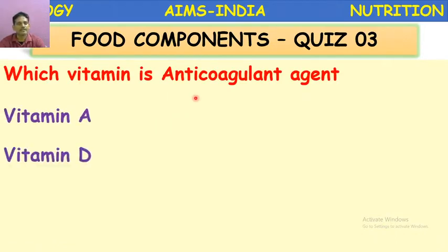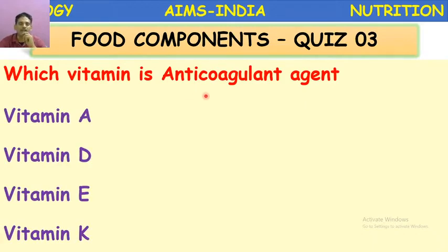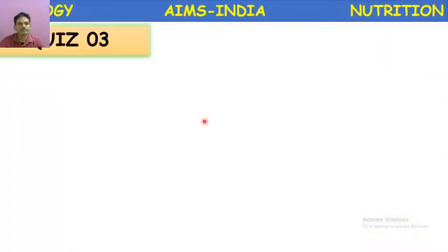Which vitamin is an anticoagulant agent? Vitamin A, vitamin D, vitamin E, vitamin K. Here you have to understand the term anticoagulant. Which helps in the clotting of blood. Vitamin A, D, E, K, among these which is the agent related to blood clotting? Vitamin K. Vitamin K is the one which helps in the clotting of blood.